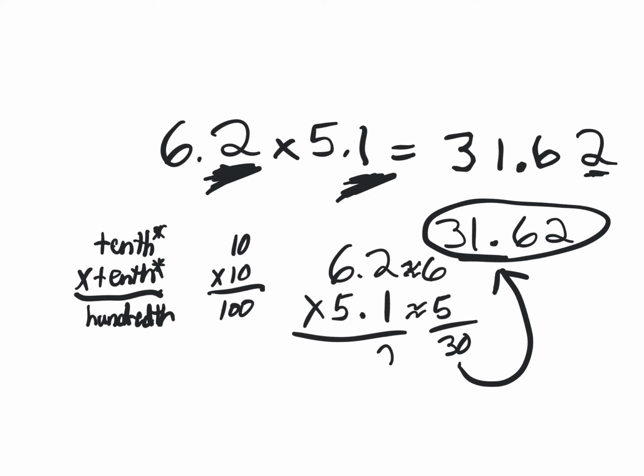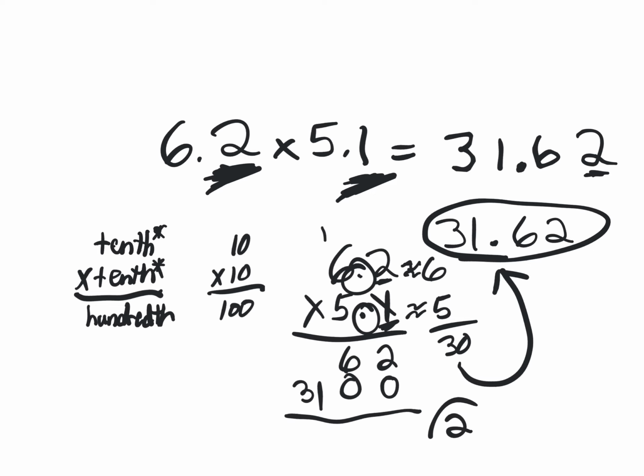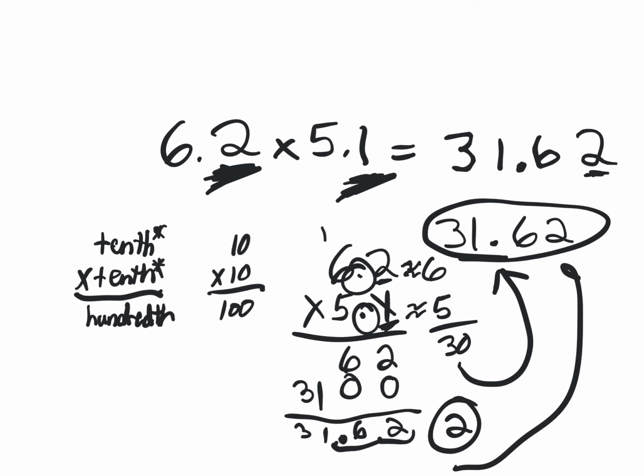But 1 times 2 is 2. 1 times 6 is 6. We're done with the ones place. We put in our placeholder. 5 times 2 is 10. Carry the 1. 5 times 6 is 30. Plus 1 is 31. And the decimals. How many digits? Here's a digit. Here's a digit. We count those. That is 2 total digits we're going to be moving. 1 and 2 to get us our same answer.